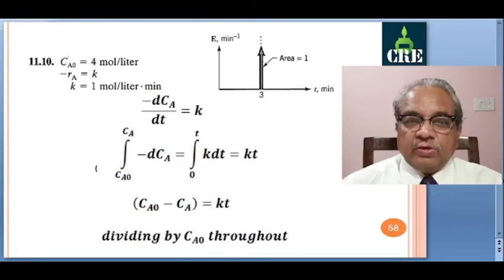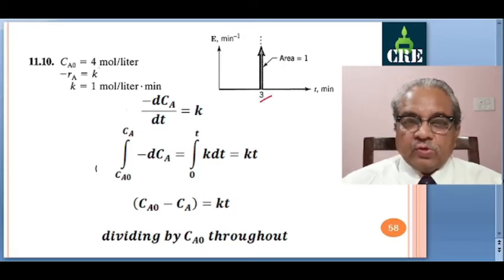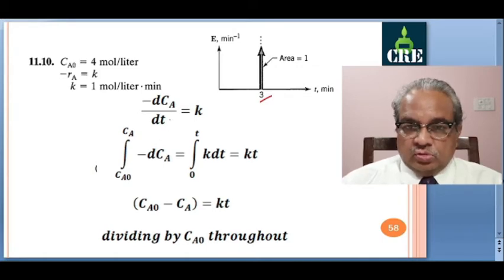Next 11.10. Now this function, you know, is a special function called the Dirac delta function. This goes to infinity, area is equal to 1, and this is the value of t0 in our Dirac delta function. Here Ca0 is equal to 4, minus Ra is equal to K. K is equal to 1, again a zero order reaction. So minus dCA by dt is equal to K. Separate the variables. We solve this to get Ca0 minus Ca is equal to Kt.